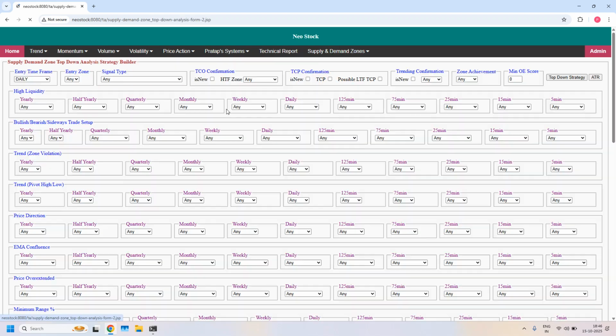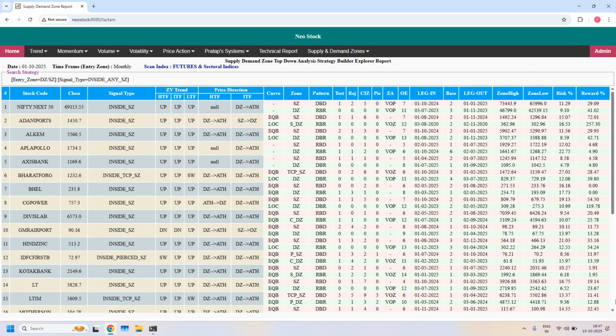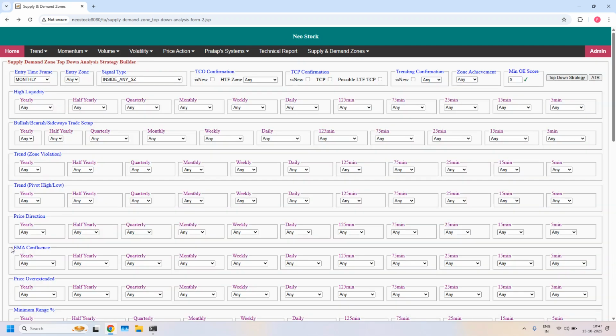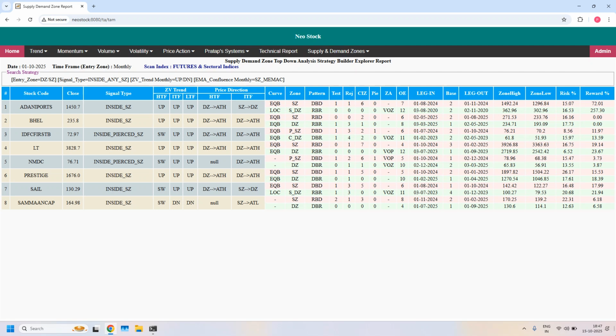Okay, next, price closed inside the monthly supply zone. First 15 stocks in the list. Scrolling the list down, 28 stocks are filtered. We can further filter based on monthly supply zone having monthly EMA Confluence. And also trend on the monthly should not be sideways. So we got 8 stocks.